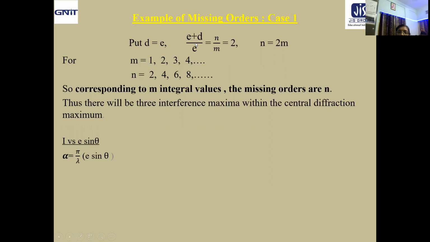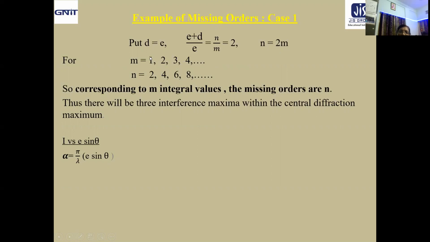Okay. Now, what about the condition for missing order? E plus D by E, let us put a D value equal to E. What you will get? n by m equal to 2. That means n equal to 2m. So, under this condition, the missing orders will be given by n equal to 2m, as n is representing the interference maxima. Now, what is the meaning of it? You know the values of m, the diffraction minima, 1, 2, 3, 4, like that. So, corresponding to m values, n will be equal to 2, 4, 6, 8, and so on.